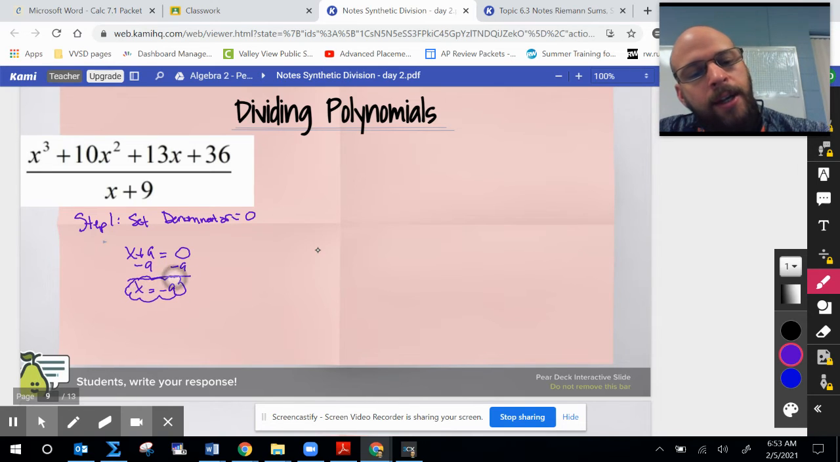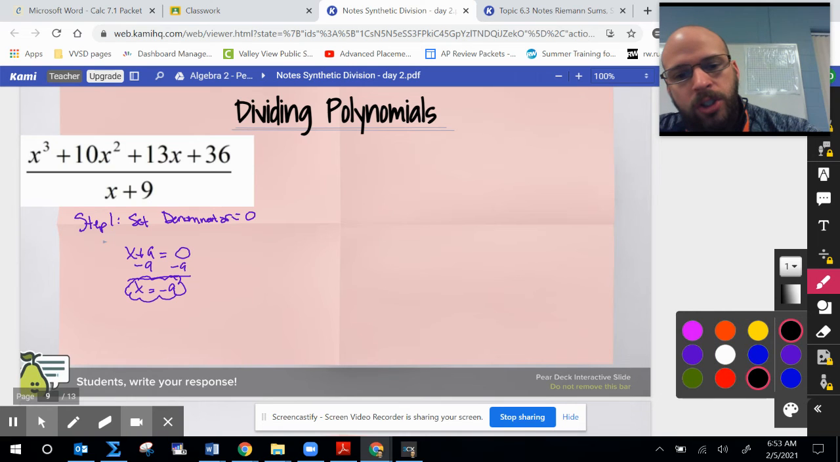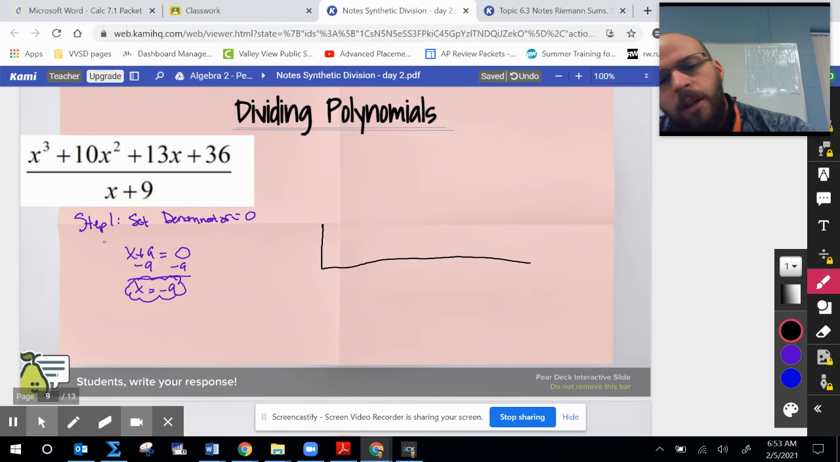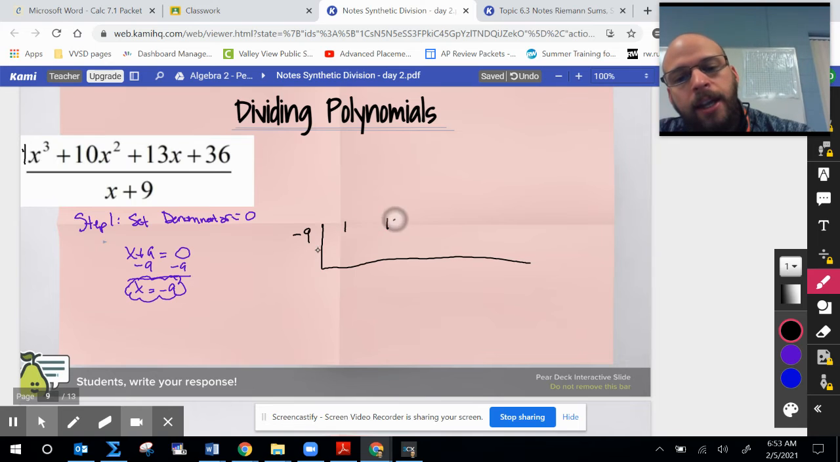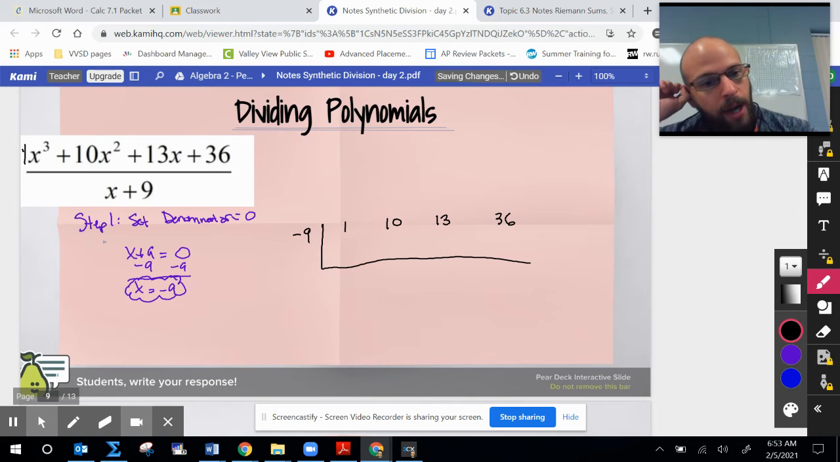Now, when I set up my synthetic division here, I put my negative 9 on the outside. I put the coefficients, so I have a 1, and then a 10, and then a 13, and then a 36. So look back at the original problem. You can see where I'm getting these numbers from. So I had a 1, a 10, a 13, a 36.